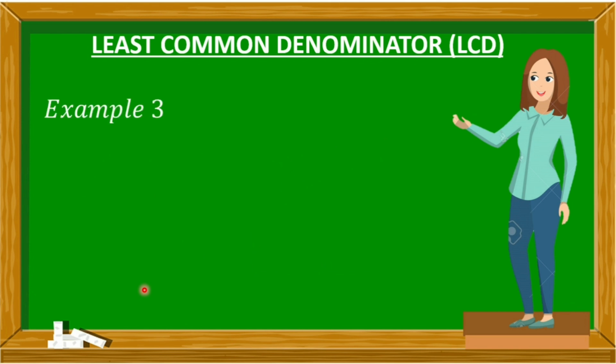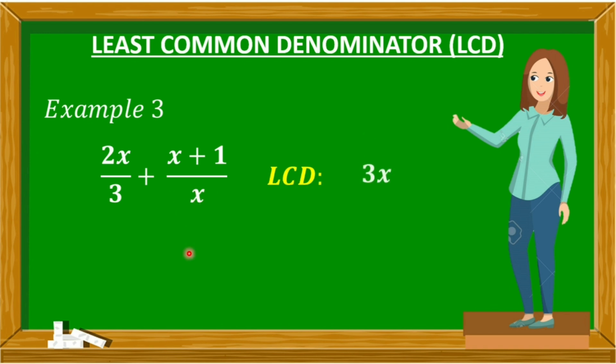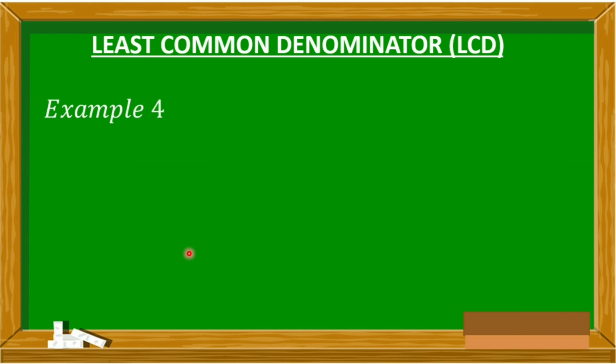Okay, next example, number 3. We have 2x/3 plus (x plus 1)/x. Okay, so tingnan natin yung kanilang mga denominators. So, dito kung mapapansin ninyo, yung 3, wala naman siyang kaparehong numbers dito. Same din dito sa variable ng x. Kaya, yung magiging LCD natin ay silang dalawa. So, 3x. The next example, (x minus 5)/2x plus (x plus 1)/(x minus 2).